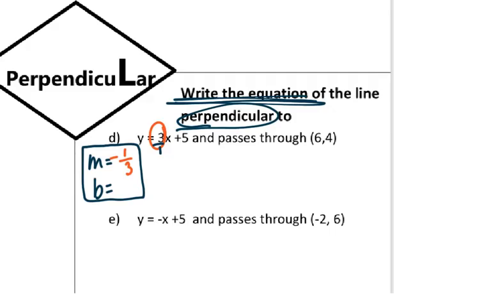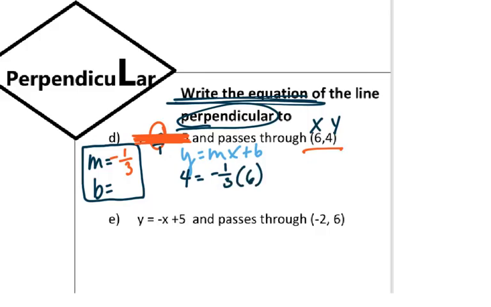So I now know the slope, but there's no y-intercept for this line that would cross and be able to have the point (6, 4). So from the old equation, all I did was take the slope, I flipped it and changed it for a perpendicular slope. So now I have the equation y equals mx plus b. I have an x, I have a y, so I can plug it in. 4 equals negative 1/3 x plus b.